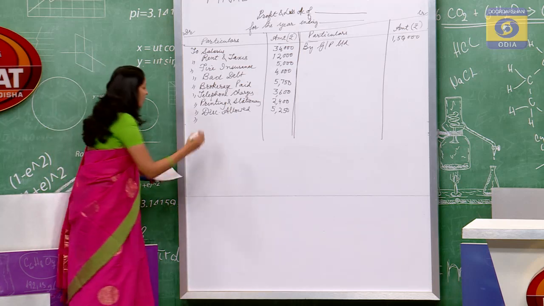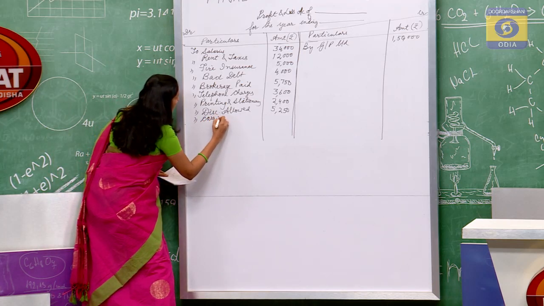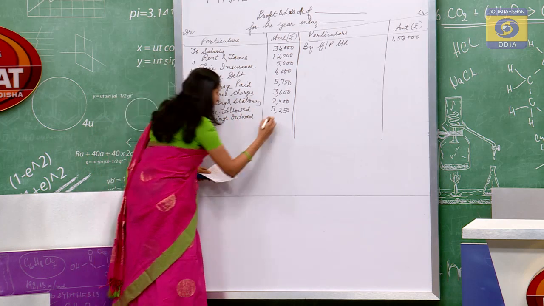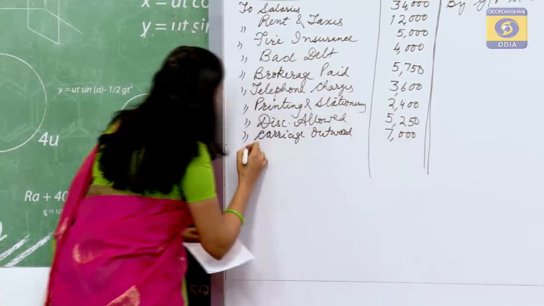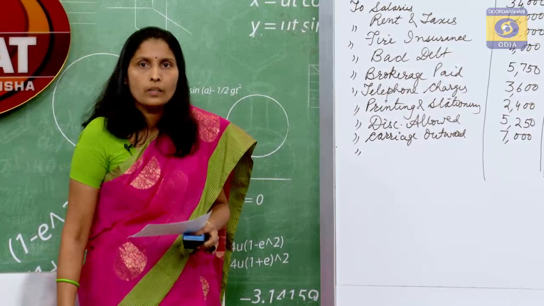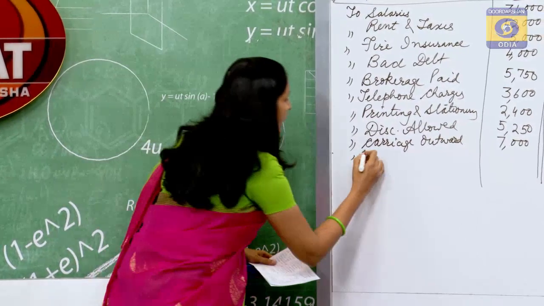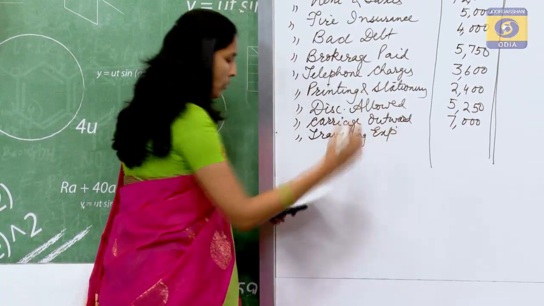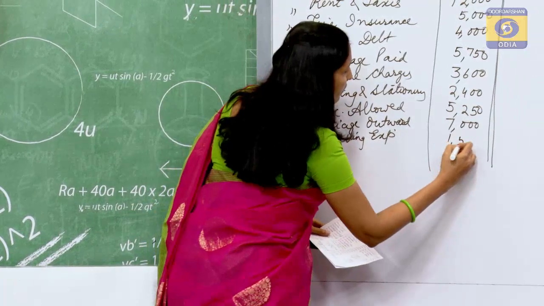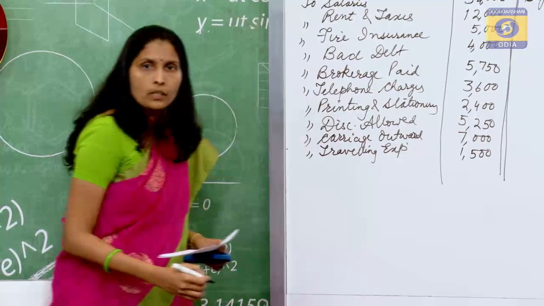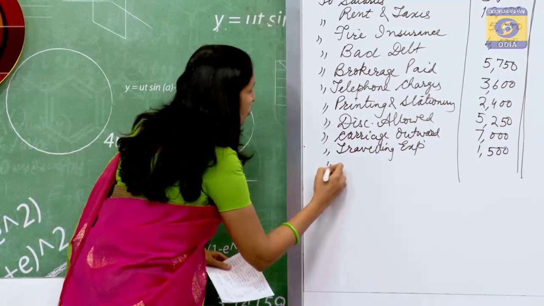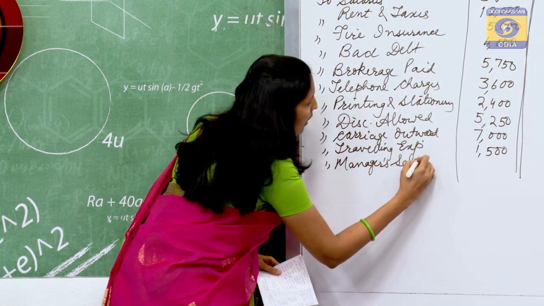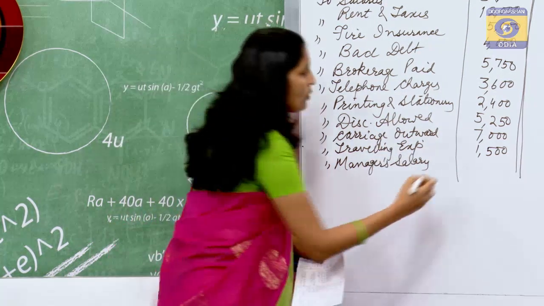We have carriage outward. The amount of carriage outward is 7,000. Do we have other expenses? Yes, we have traveling expenses. The amount of traveling expenses is 1,500. We have yet another expense, that is manager's salary. The amount of manager's salary is 20,000.